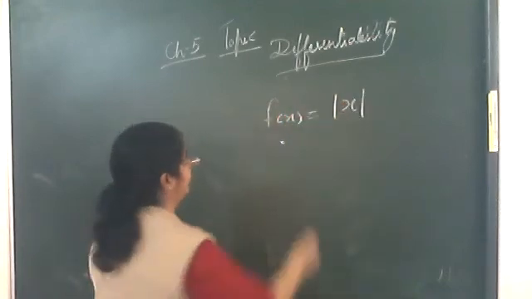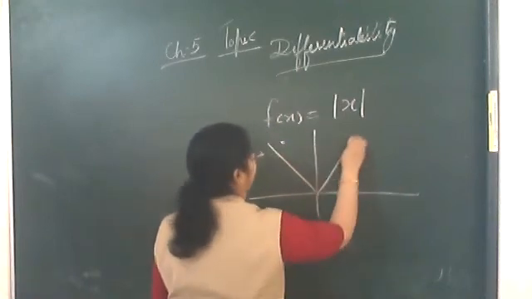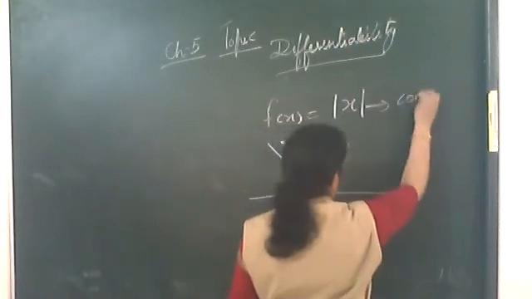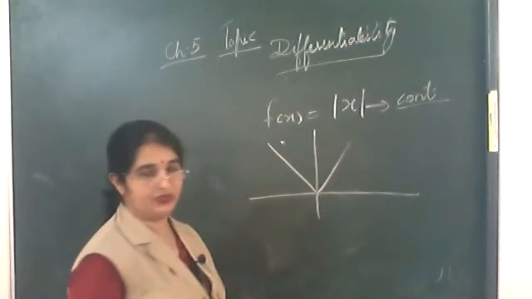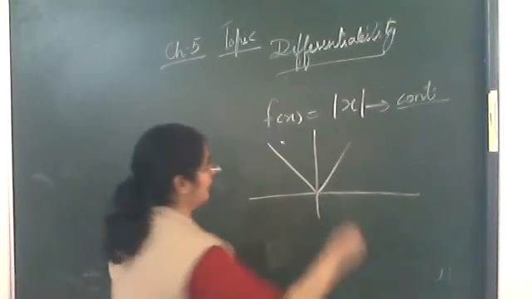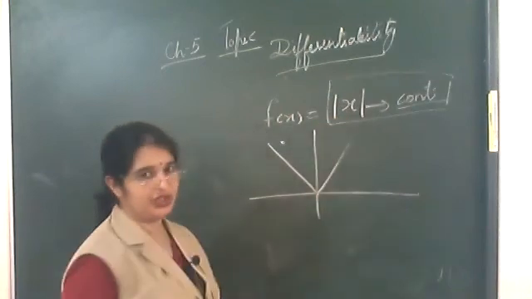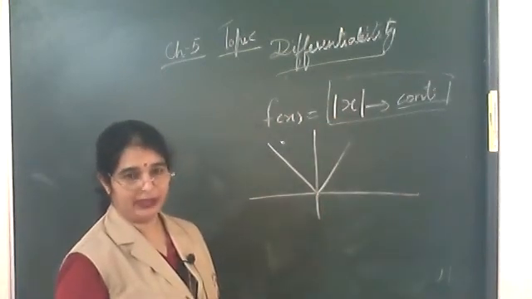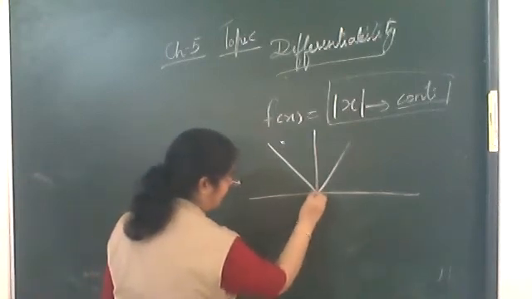Clear? Can you draw the graph of mod of x? This also we have done in our earlier classes. We know that this function is continuous. If you have not seen, see the previous video. This function mod x is continuous. We have proved it. Clear? Is it differentiable? Graphically, you let me know. What I told you, if it is differentiable, suppose at this point I am talking about.